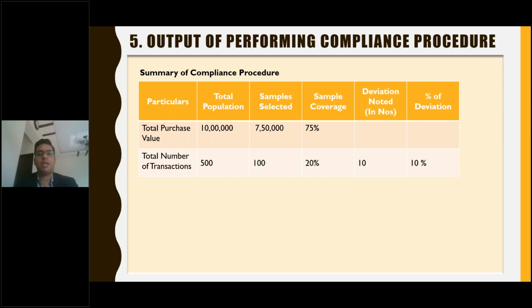If you have taken 100 samples of the purchases and you have verified them, and you have observed 10% deviation, then we will highlight that there is a 10% deviation where SOPs were not followed, purchase orders were created without approval, or invoices were booked without a purchase order, anything.